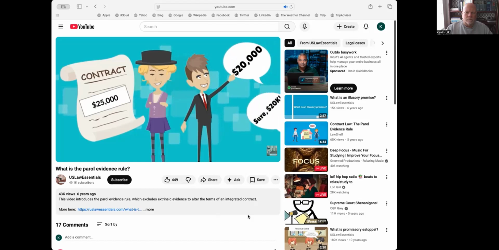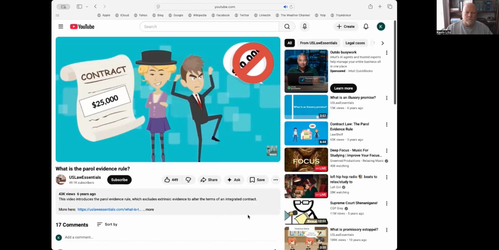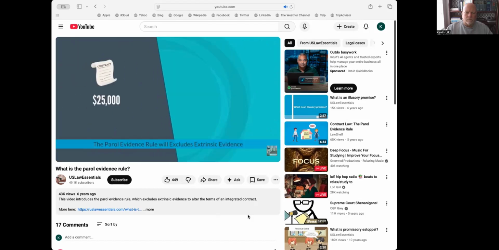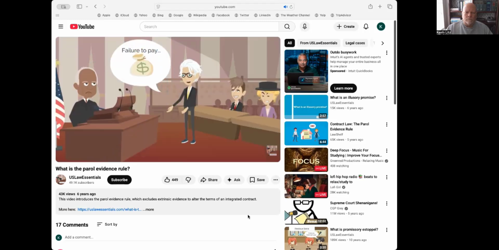Because the $20,000 term would contradict the $25,000 term as provided in the contract, it would be excluded by the parole evidence rule. A party would not be allowed to introduce as evidence that during negotiations the parties agreed on $20,000 because the integrated contract provides that the payment is $25,000. There are limits to what the parole evidence rule excludes. For example, if one party fails to pay as required under the contract, of course evidence of this failure to pay could be introduced into evidence.